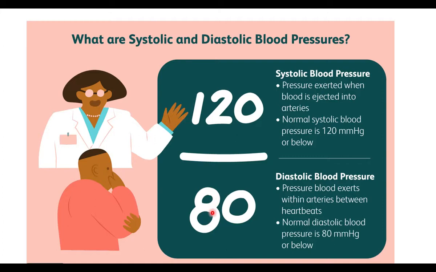120/80. What is the value? Already we discussed that blood pressure has two values. One is systolic pressure, the highest value. The lowest one is diastolic pressure. 120/80 is normal blood pressure. 120 mmHg, 80 mmHg. These two are normal systolic and diastolic blood pressure.